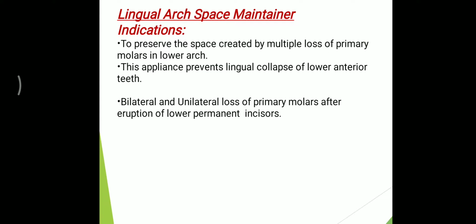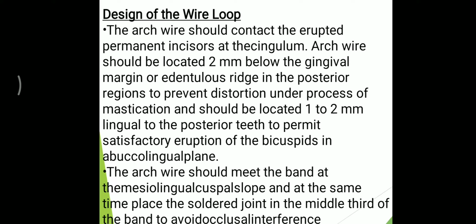Lingual arch space maintainer. The indications are to preserve the space created by multiple loss of primary molars in the lower arch. This appliance prevents lingual collapse of the lower anterior teeth in bilateral and unilateral loss of primary molars after eruption of the lower permanent incisors. And the design of the wire loop.